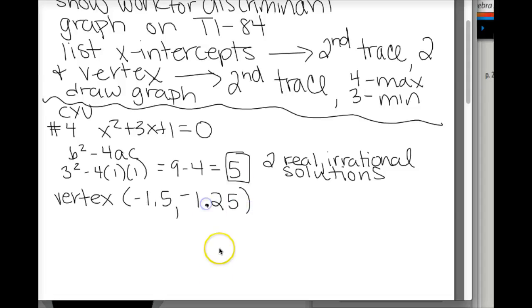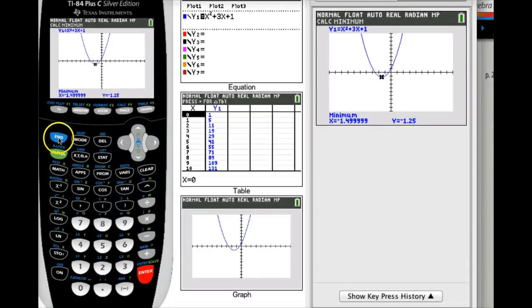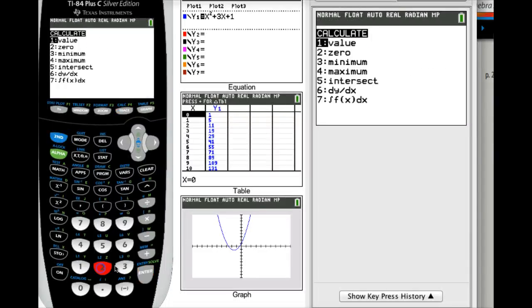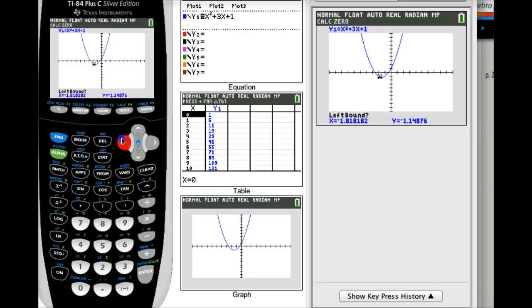Okay, so I've got that. Now I need to find the x-intercepts and record them. So I find those, second trace, choice 2. I'm going to find this one first. So left bound means over here. Press enter. Right bound means scooted over here. Press enter. Guess, yes. Press enter a third time. And there is my x-intercept. I'm just going to round to the nearest hundredth.